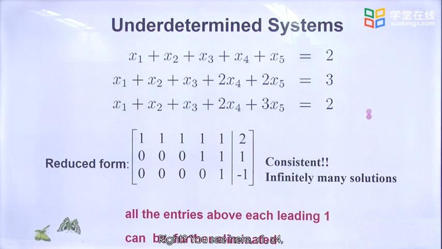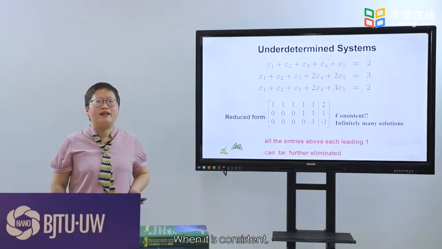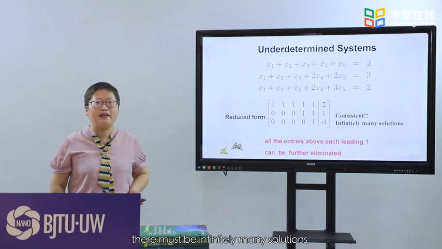You see here, x1, x4, and x5 are lead variables, and x2 and x3 are free variables. For free variables, you can choose an arbitrary real number. So this system has infinitely many solutions. So for an underdetermined system, it might be inconsistent, and it's usually consistent. And when it is consistent, there must be infinitely many solutions.